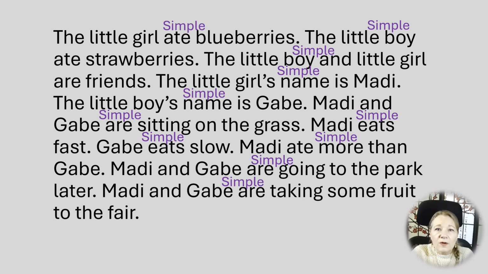Another simple sentence. Part of the reason this was so kind of boring to read and boring to listen to, it was very choppy, very repetitive. Part of the reason is because every single sentence was simple. We can improve this writing by using a variety of types of sentences. So let's look at how we might be able to make this paragraph better.